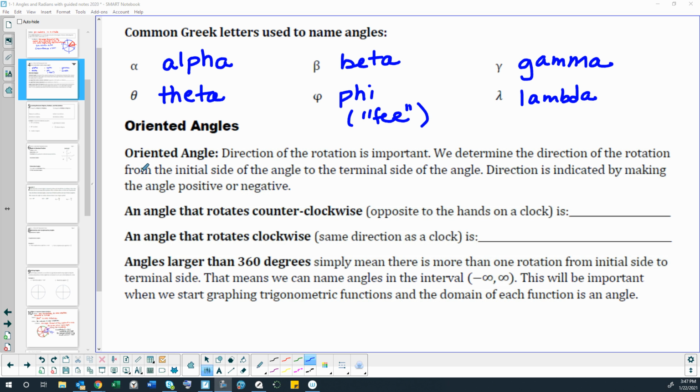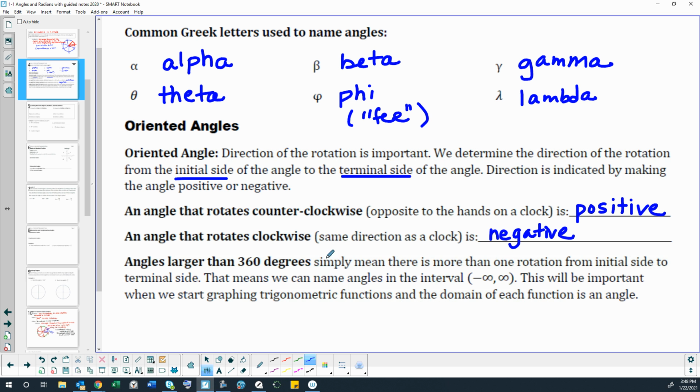We determine the direction of the rotation from the initial side of the angle to the terminal side of the angle. So I mentioned that earlier, where we start, the ray on the side of the angle where we start, and where we end. Direction is indicated by making the angle positive or negative. An angle that rotates counterclockwise, like opposite of the hands on a clock, is positive. And an angle that rotates clockwise, the same direction as the hands on a clock, is negative.